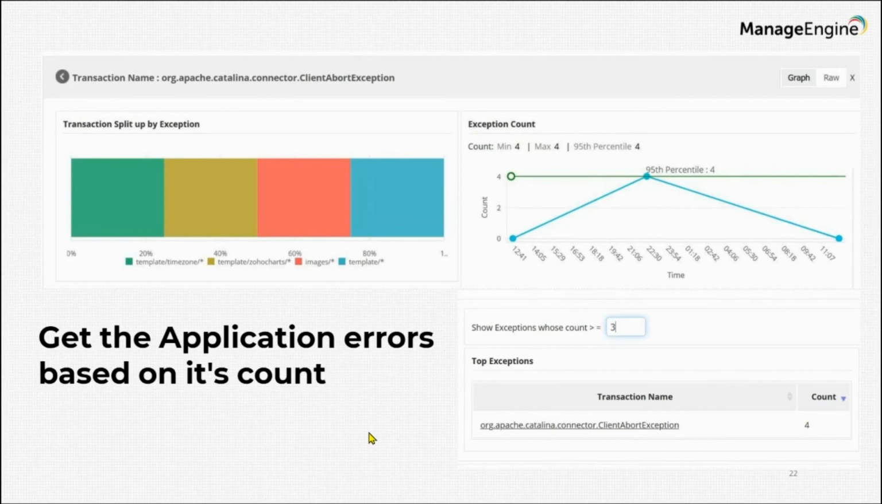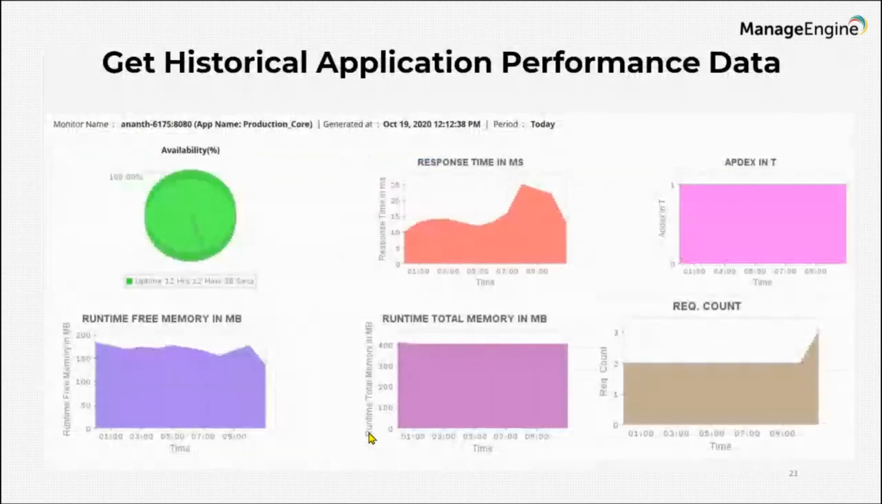And top exceptions will be shown. Not only the errors or exceptions, analyzing the historical data is very important to understand the application performance for a subsequent period of time. That is availability, response time, AppDex, and other components like runtime free memory and runtime total memory.